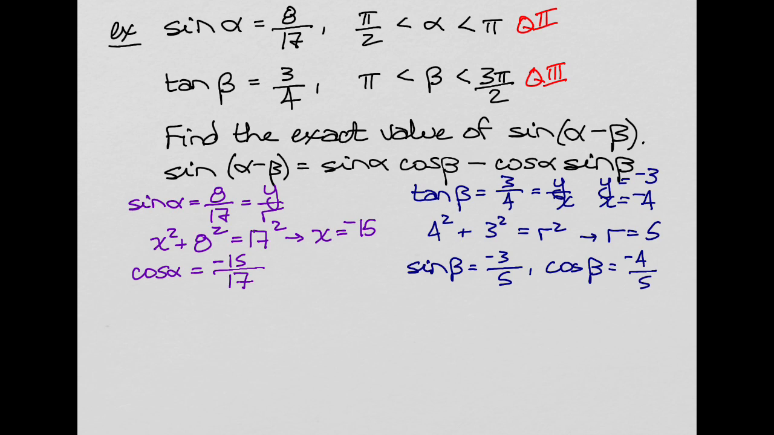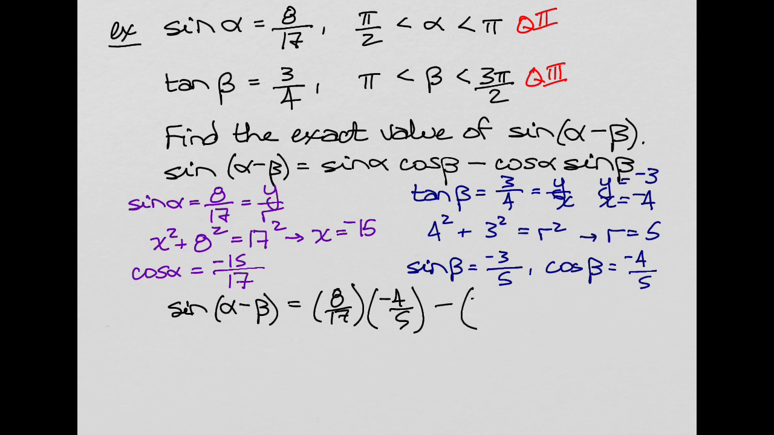So here goes. Sine of alpha minus beta is sine of alpha cosine beta minus cosine alpha sine beta.